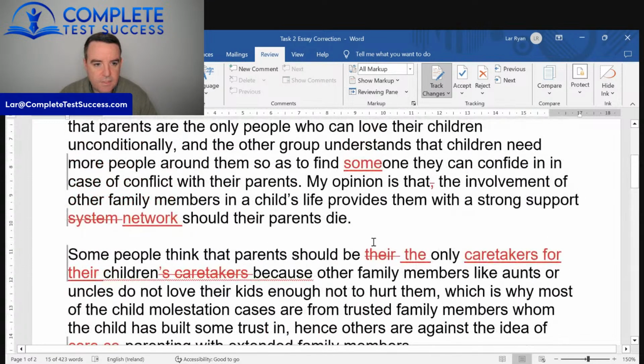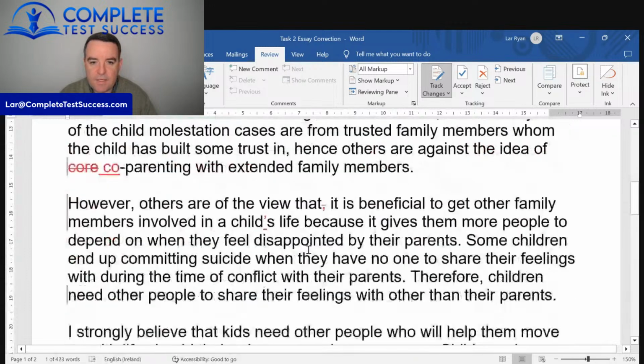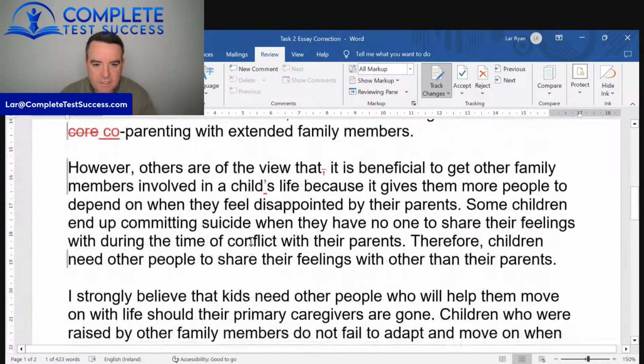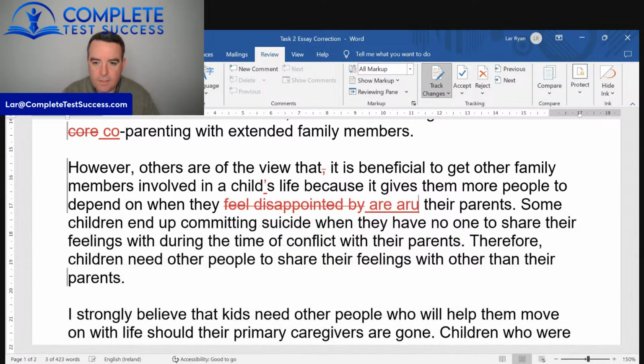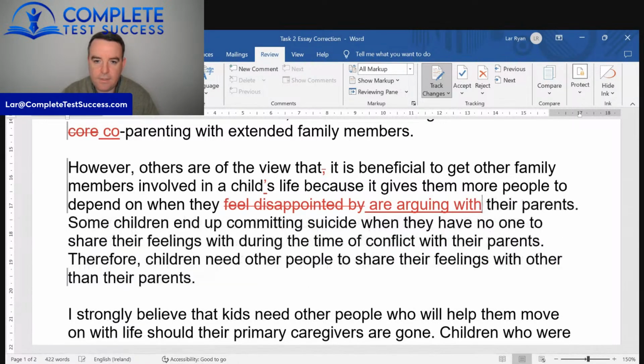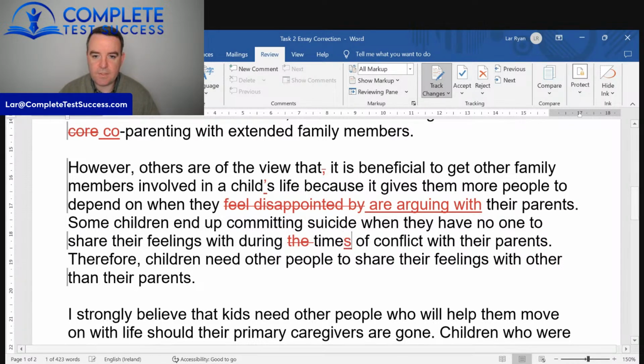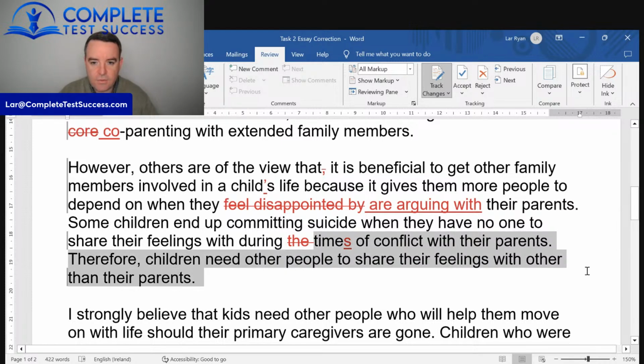Disappointed by their parents. What did you say earlier on? Maybe when they're arguing with their parents. Because what did you say the first time? When there's conflict, in case of conflict. So I just want to be consistent again: when they are arguing with their parents. Some children end up committing suicide when they have no one to share their feelings with during times of conflict. So it's going to happen more than once during times of conflict with their parents. Therefore, children need other people to share their feelings with other than their parents.